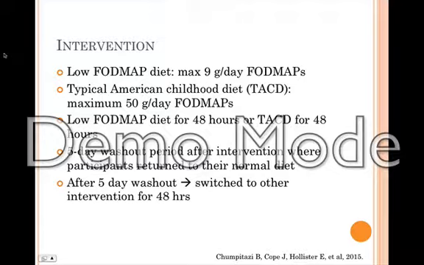The low FODMAP diet contained a maximum of 9 grams of FODMAPs per day, while the typical American childhood diet contained a maximum of 50 grams of FODMAPs per day. Participants consumed one of the interventions for 48 hours, which was then followed by a 5-day washout period where participants returned to their normal diet. Once the 5-day washout period was completed, participants switched to the alternate intervention.